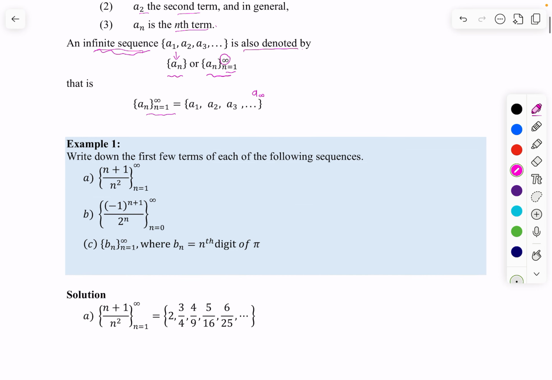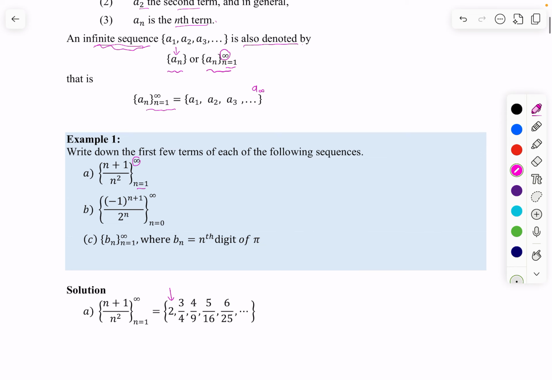Example 1. Let us try to do this. This is very easy. Write down the first few terms of each of the following sequences. We have the sequence (n plus 1) divided by n squared, and this sequence starts with n equals 1 and ends with n approaching infinity. What you can do is just plug in the value of n. For example, this is the first term. Looking at the first example, which is A, the solution is provided for you, but you need to check and try to do it on your own.